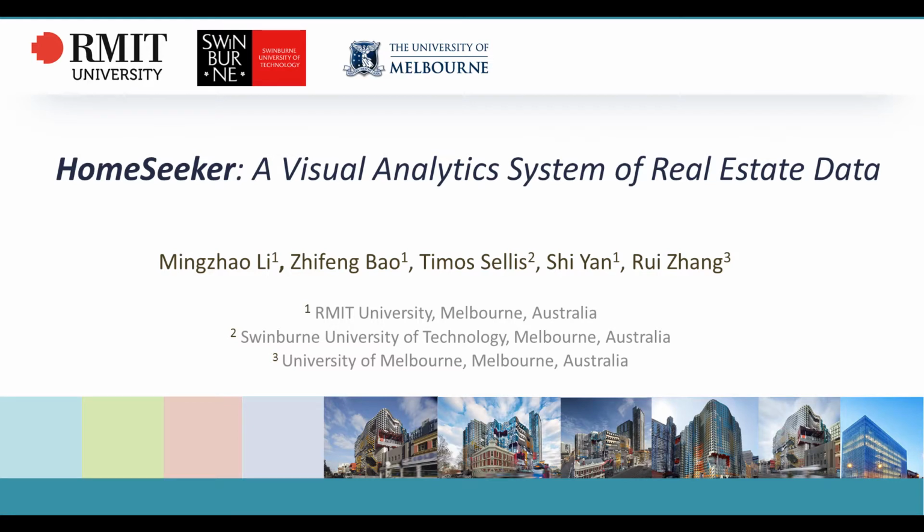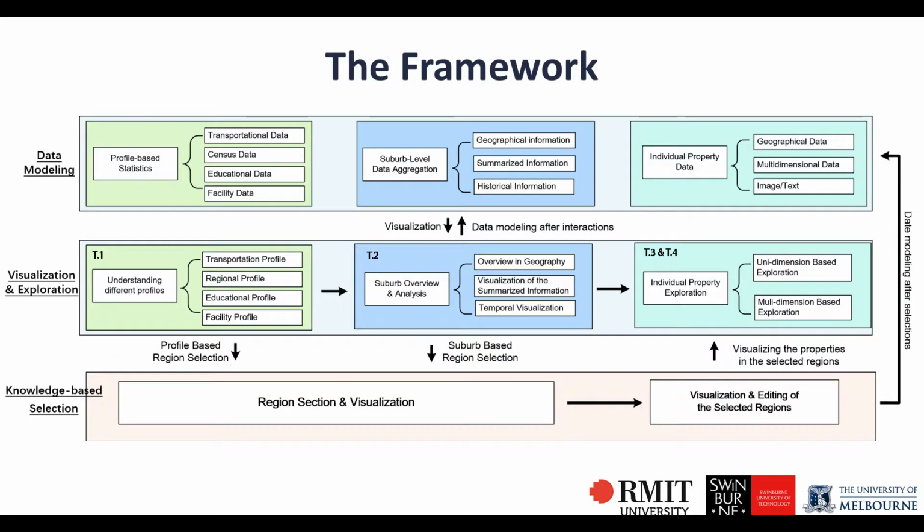We present HomeSeeker, a visual analytics system to help home buyers understand the local real estate market, explore, filter and compare properties based on their personal preferences. We have defined 4 levels of basic domain tasks.